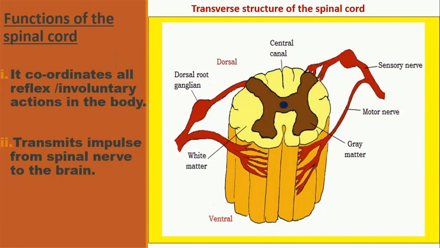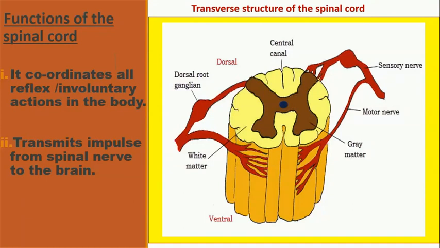Looking at the functions of the spinal cord, number 1 is that it coordinates all reflex or involuntary actions in the body. The action that we needed to respond to fast so that we don't have accident or our body parts are not damaged, those actions are being controlled by the spinal cord. The second function of the spinal cord is that it transmits impulse from the spinal nerve to the brain.